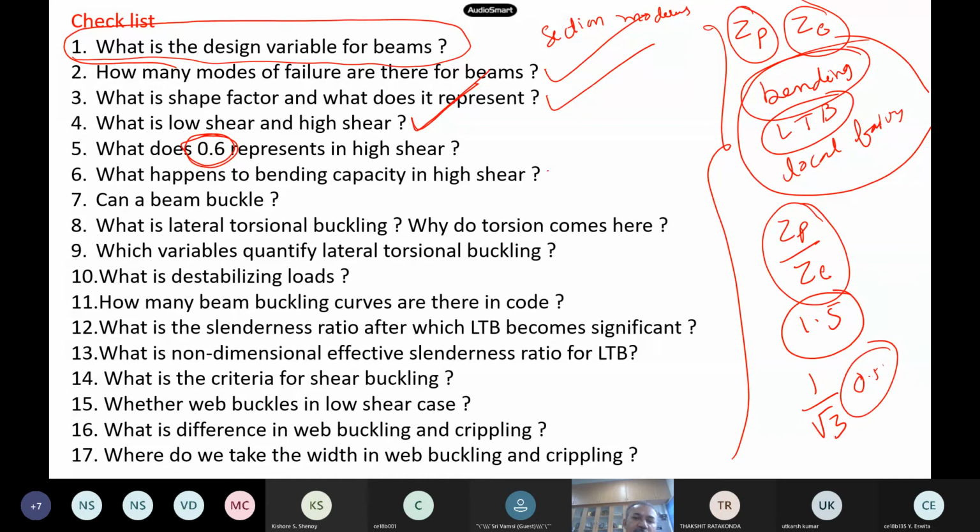Okay. Now what happens to bending capacity in high shear? Does it decrease or increase compared to low shear? Decreases.